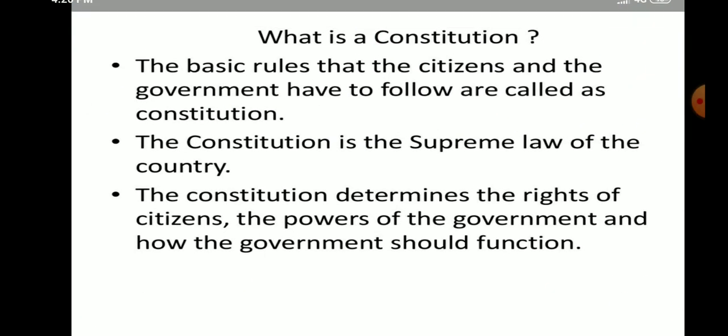What is a constitution? The basic rules that the citizen and the government have to follow are called the constitution. There are certain rules which every citizen, leaders, states, in fact, whole nations have to follow. As the supreme law of the country, constitutions determine the rights of citizens as well as the power and duty of the government and how the government should function. All are determined by the constitution.